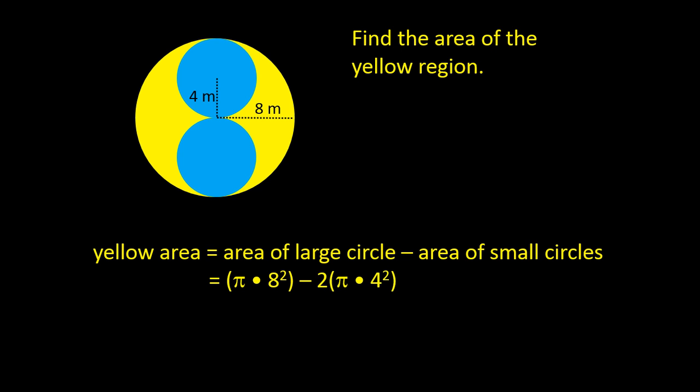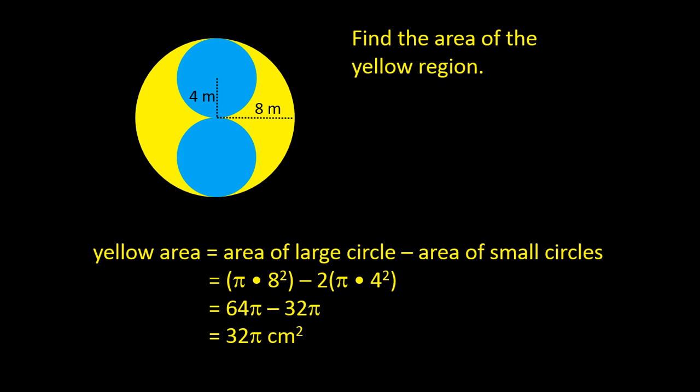So now we can use our area formulas. We know that the area of the large circle is pi times its radius squared. And be careful with this one, we have 2 of those small circles, so we have to subtract 2 of the areas of the small circles. So we're subtracting 2 of the pi times 4 squared. Remember, 4 was the radius of the small circles. And we end up with 32 pi square centimeters of area that is in the yellow region.